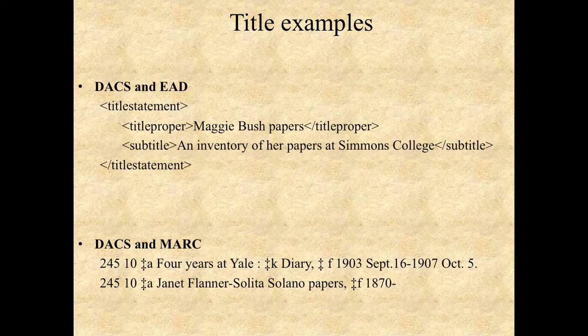On this slide, we are looking at a few more title examples from the non-library perspective. The first, actually these are both archives examples. The first is an example of a DACS record. DACS is the content standard, and EAD is the encoding standard that you're seeing an example of here. In the second example, it's still DACS again as the content standard, but MARC in this case is the encoding standard. So this is stressing that the content standard need not necessarily be bound to a single encoding standard.